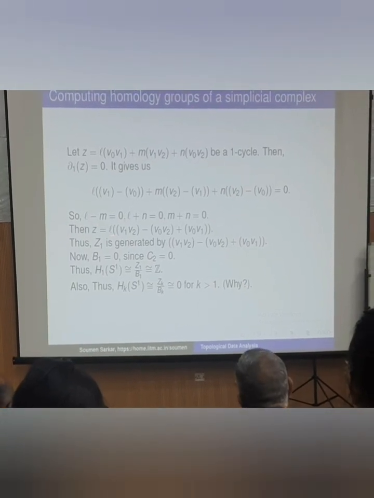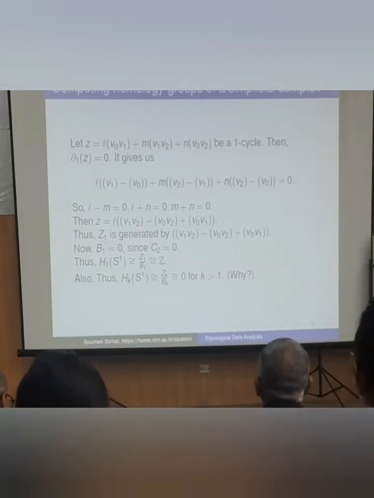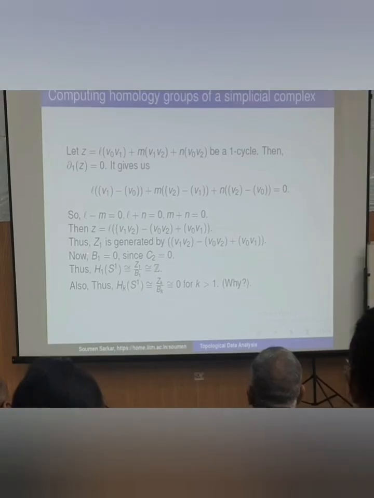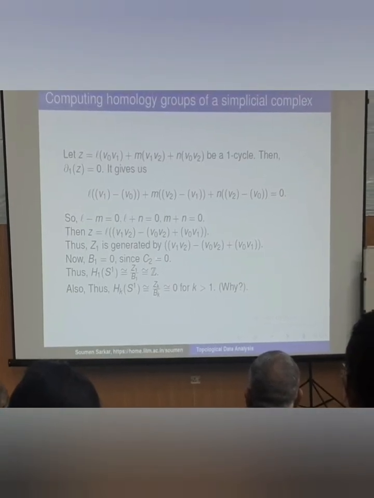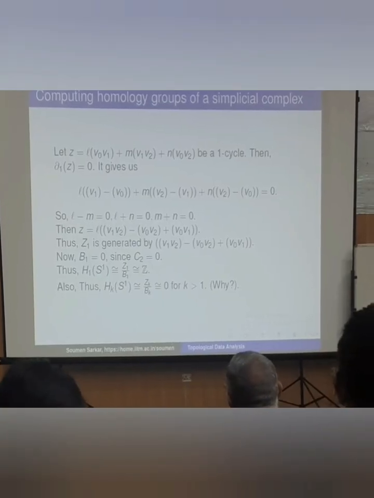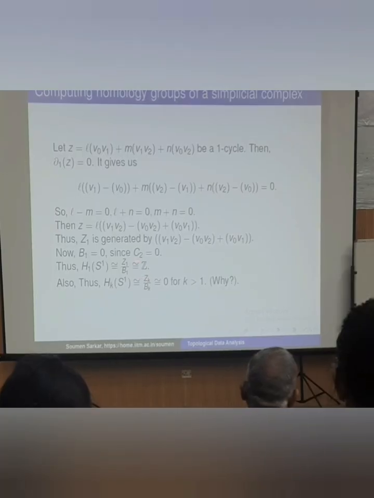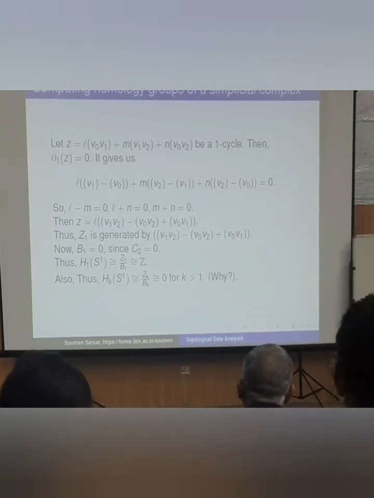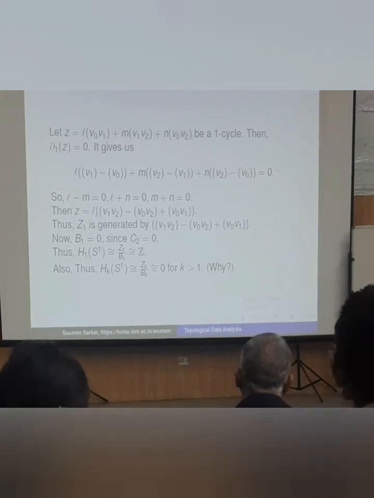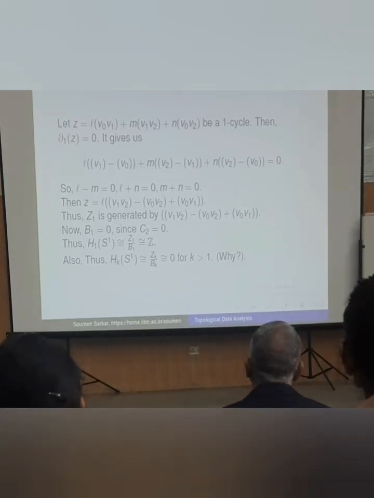So any 1-cycle will look like this. That means the 1-cycle is generated by this one. And what is V1? V1 is coming from the image of C2, right? But C2 we know is 0. So if we have a 0 module mapping to some other module, the image will always be 0. So V0 is 0, so the quotient is 0. And the other homology is also 0 because that quotient is 0. So that is the computation for the homology of the circle.